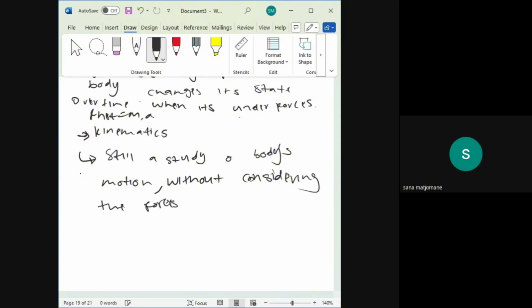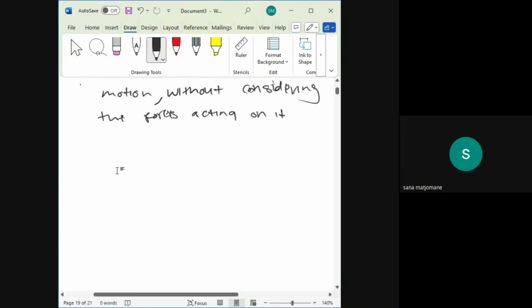Forces acting on it. For now we are not going to talk about F net equals MA. Yes, our objects are going to be in motion, but you're not going to consider the forces that are causing the motion. Remember, when something is in motion, we are curious what is causing the motion. In most cases in our mechanics or physics, we know it's forces.